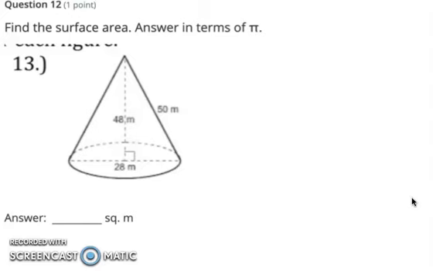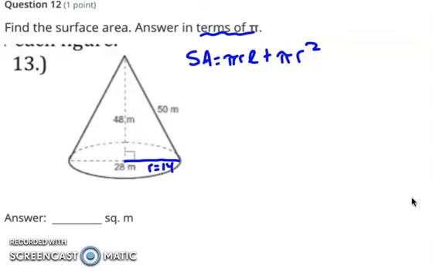Okay, we're doing surface area of a cone. That formula is going to be pi RL plus pi R squared. We're going to go in terms of pi again. R is going to be half of this bottom spot, which is 14. L is this outside height, which is 50. So we have everything we need.